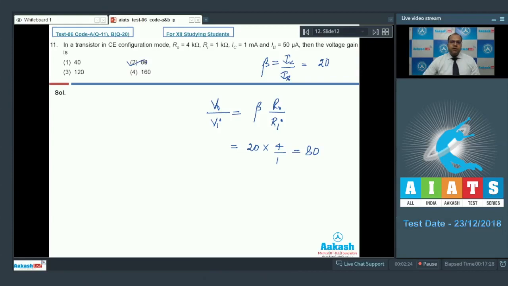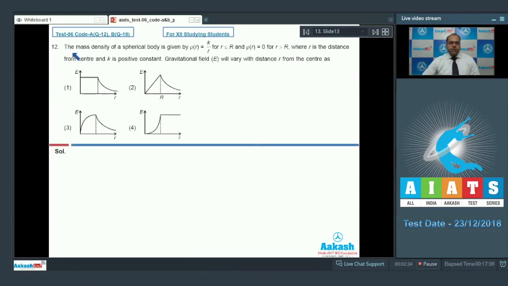Let's move to question number 12. In question number 12, the mass density of a spherical body is given by rho r is equal to k by r for r is less than or equal to capital R, and rho r is equal to 0 for r greater than capital R, where r is the distance from the center and k is a positive constant. Gravitational field E will vary with distance r from the center as.